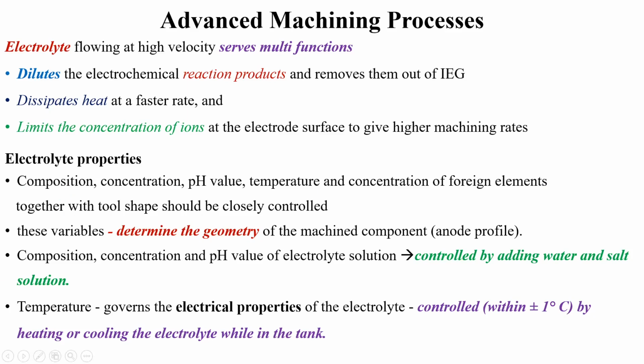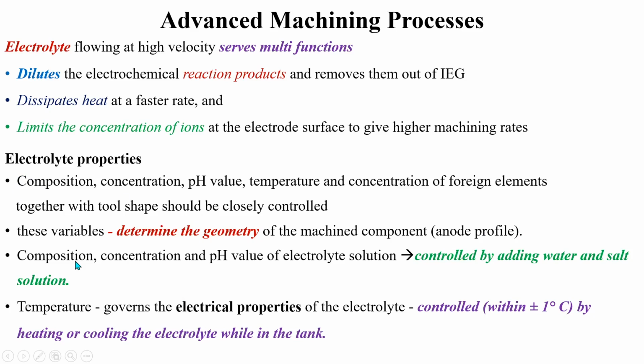Along with this, the shape of the tool should also be closely controlled to achieve better dimensional accuracy. All these variables determine the geometry of the machined component, that is the anode profile. So the anode profile depends upon all these parameters.